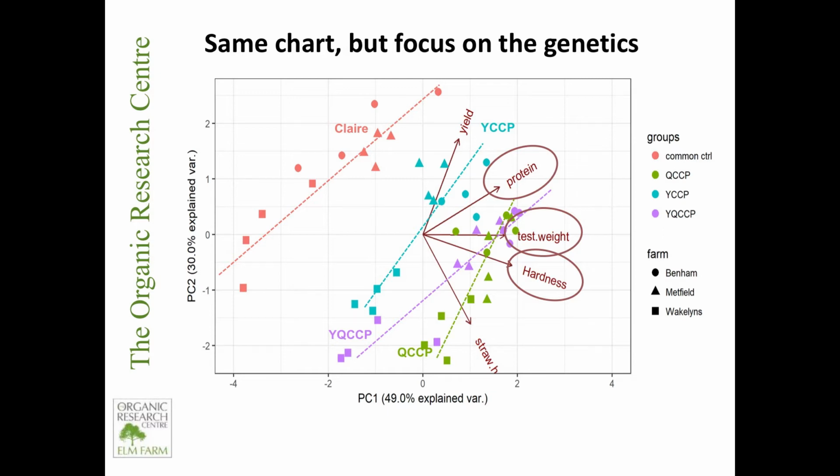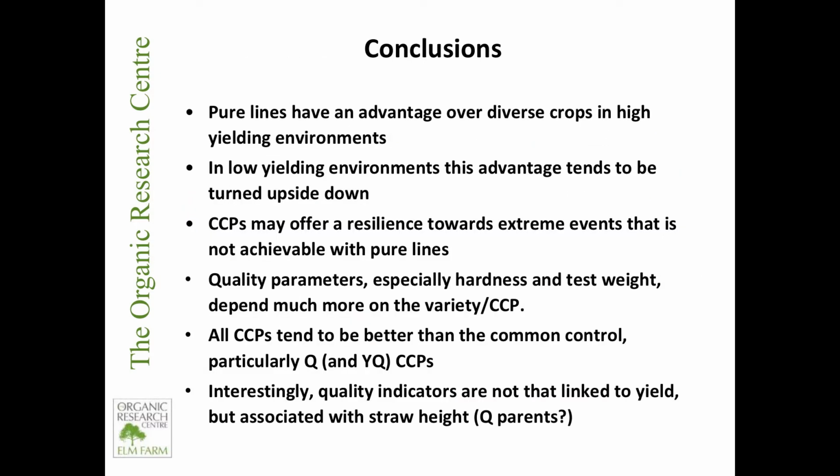So in conclusions, what we think we found on just this basic short analysis is that pure lines have advantages over diverse cropping systems in high-yielding environments. That's really not surprising. We put in everything they need, and they perform very well. However, in low-yielding environments, these advantages tend to be turned upside down, and the CCPs and the mixtures perform much better in those systems. The other thing we're seeing, and again we need to look much more at this, at these more extreme conditions, is that the CCPs may offer resilience towards extreme events.